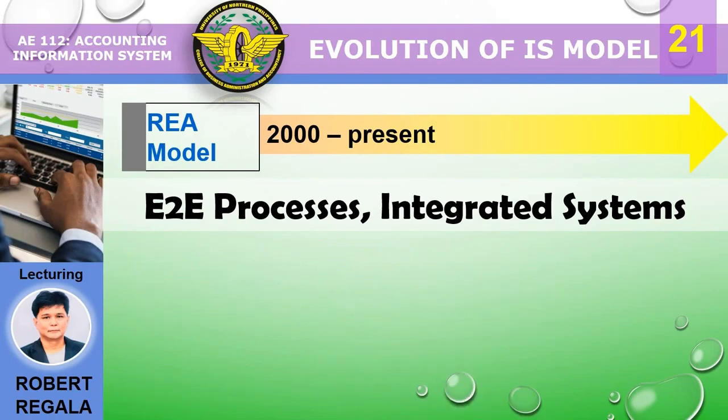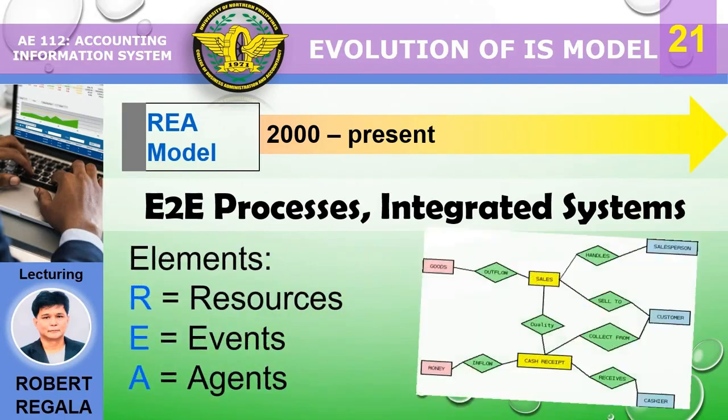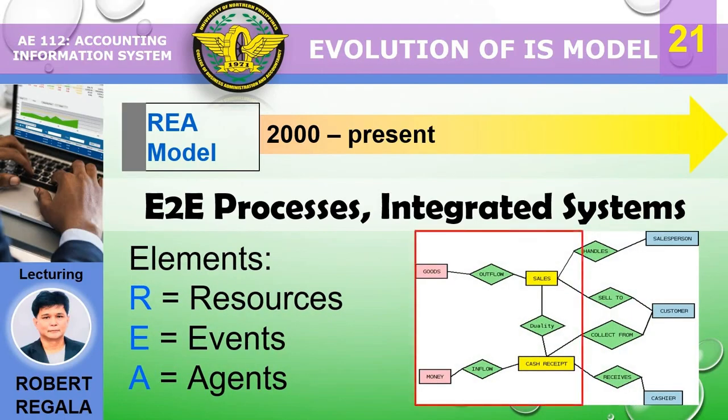At the heart of each REA model, there is usually a pair of events linked by an exchange relationship, typically referred to as the duality relation. One of these events usually represents a resource being given away or lost, while the other represents a resource being received or gained. For example, in the sales process, one event would be sales where goods are given up and the other would be cash receipt, where cash is received. These two events are linked. A cash receipt occurs in exchange for a sale, and vice versa.